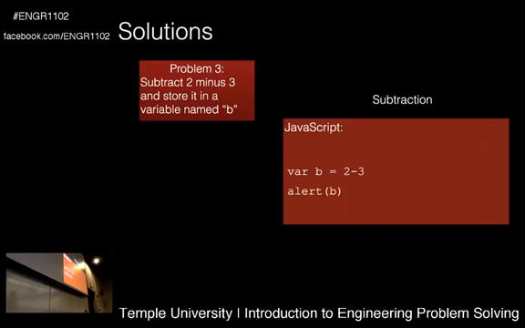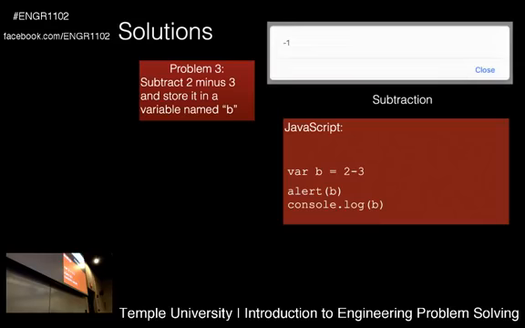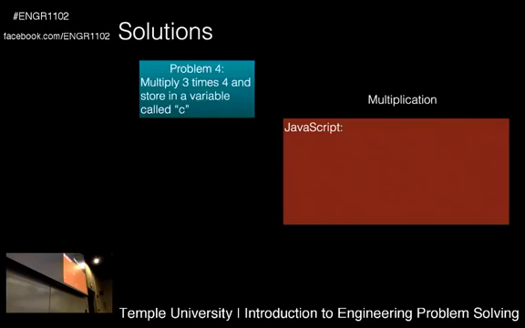And once again, we could print it using alert, or we could use console.log if you're not into having lots of pop-ups. You could imagine if we ran 12 of these in a row, pop, pop, pop. It gets old quick. Console's nice. And we get -1 there. And we can go through the rest of these. So far, all we're really doing is changing the letter and the operator. Multiplication looks like a star.